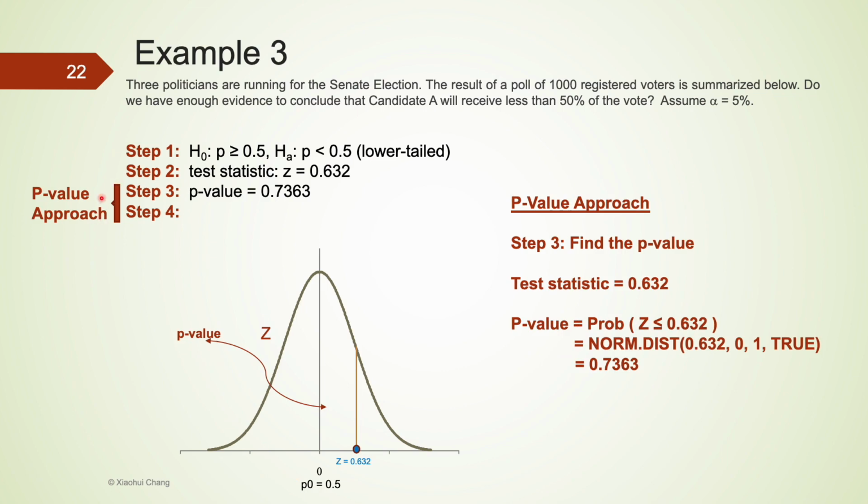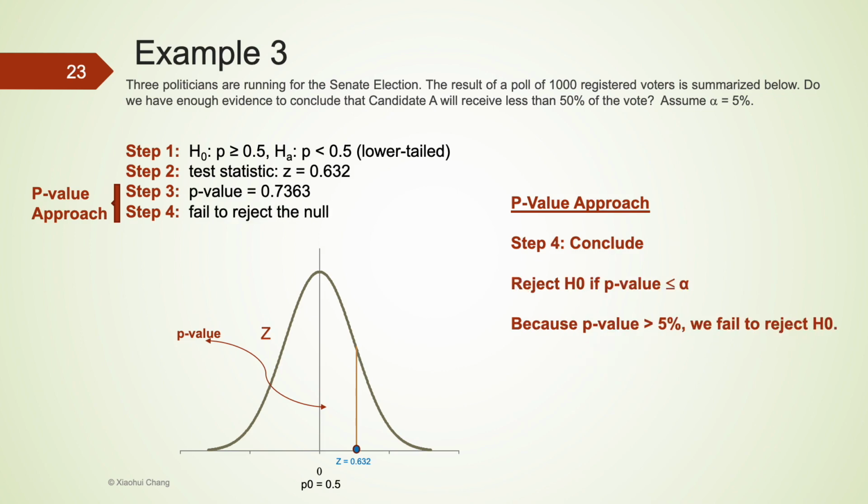Let's take a look at the p-value approach. The p-value for a lower-tailed test is always the area to the left of the test statistic. So the test statistic is here. To the left is the big area right here. We can use the NORM.DIST function in Excel to find it. We were able to find the p-value is 0.7363.